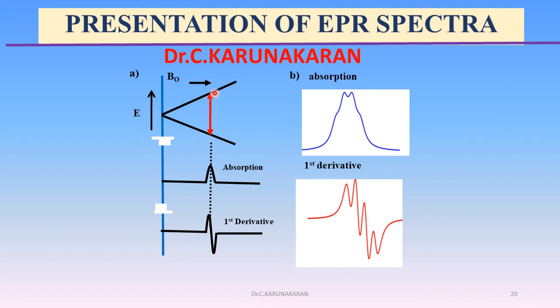Because of the transition between the two electron spin states, there will be an absorption signal. The absorption signal, as you see, is not well resolved. There are so many peaks, it is buried. So the signal in EPR is always presented as a first derivative. When you take the first derivative of this absorption signal, the hyperfine splitting signals are well resolved.